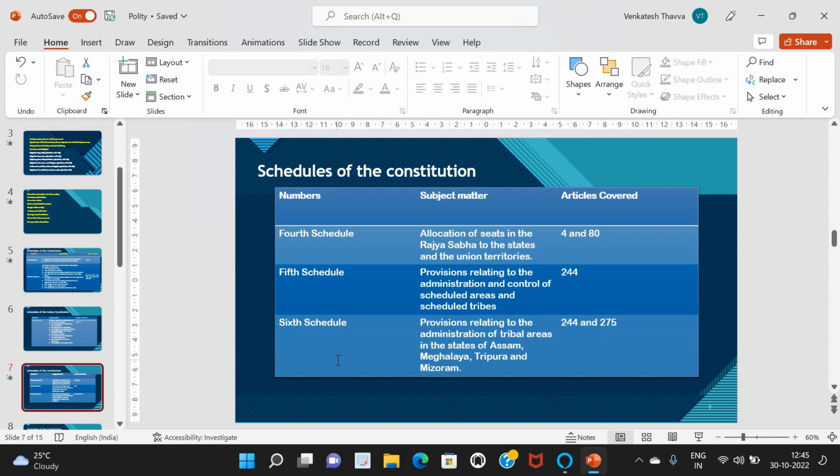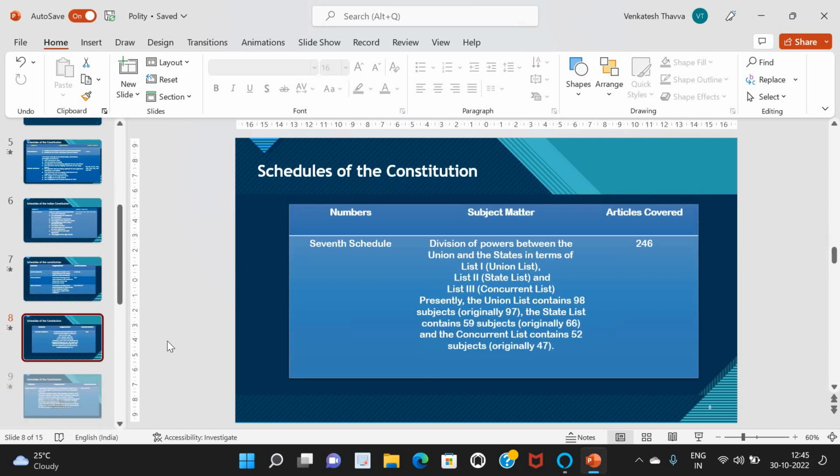Next, coming to sixth schedule. It deals with the provisions related to the administration of tribal areas in the states of Assam, Meghalaya, Tripura and Mizoram. Articles covered 244 and 275. Next, coming to seventh schedule.